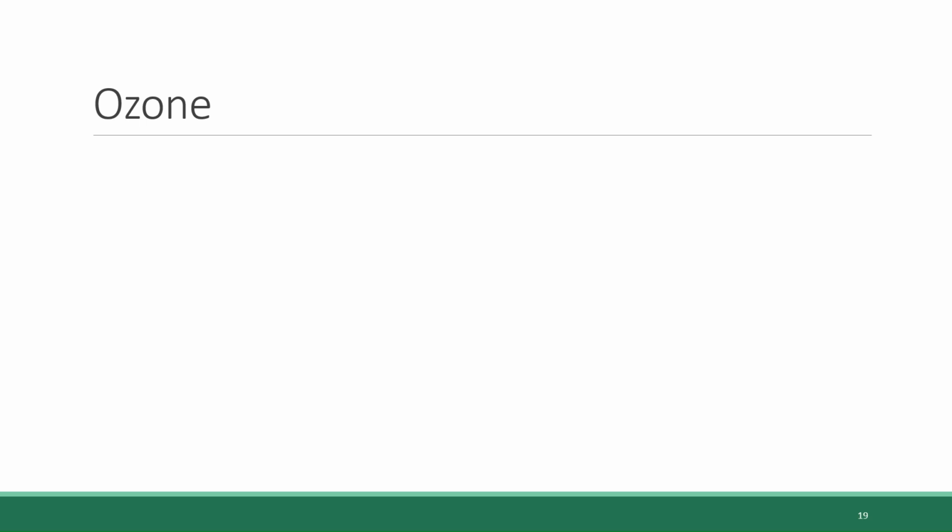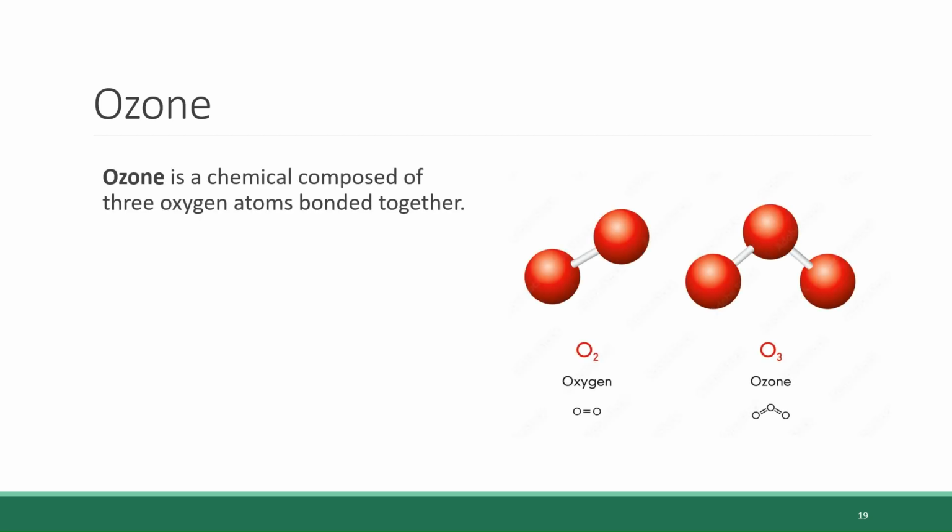In this section, we are going to be taking a deeper dive into something that we mentioned in the previous section but didn't go into detail on, and that is the ozone layer. The ozone layer is a part of the atmosphere made up of ozone, a chemical composed of three oxygen atoms bonded together. Unlike the gaseous oxygen that we breathe, which is just two oxygen atoms bonded together, O2, ozone is O3. You can see a simple comparison between their two structures here.